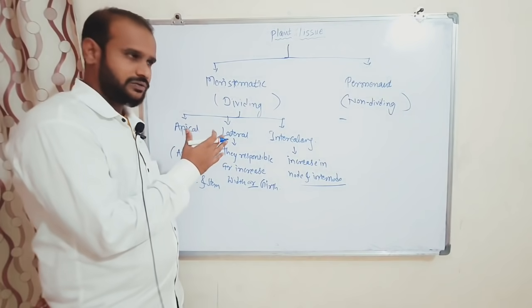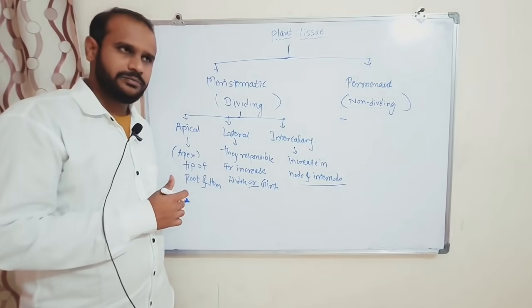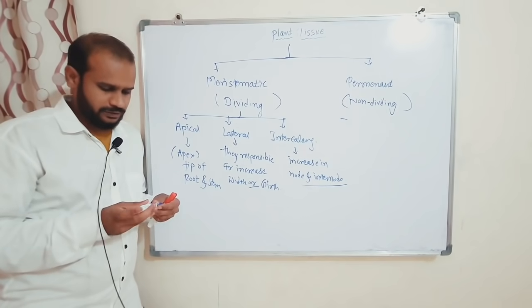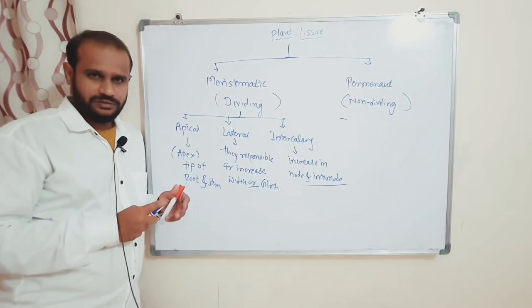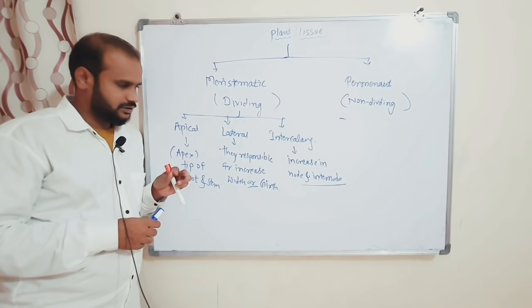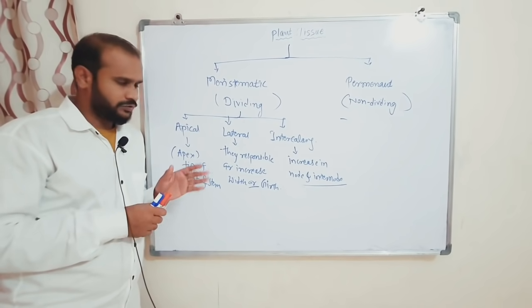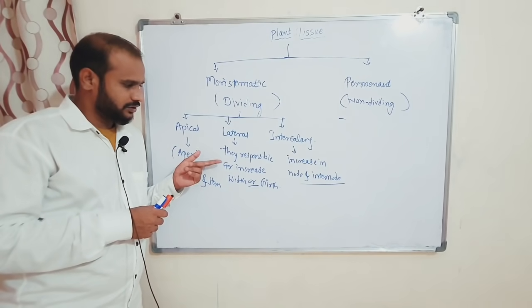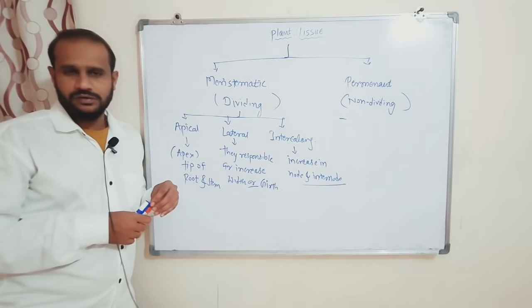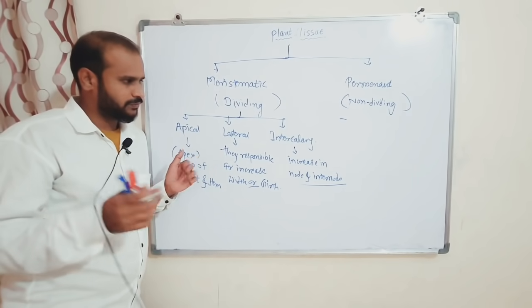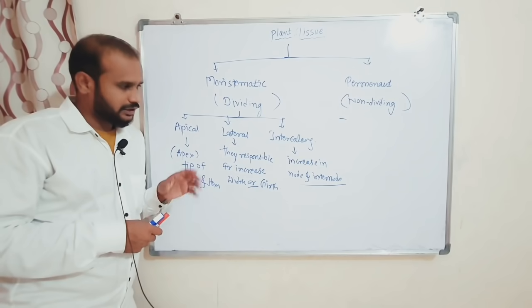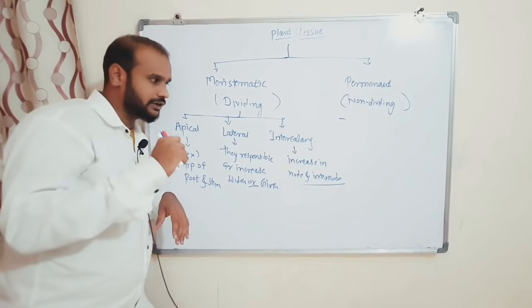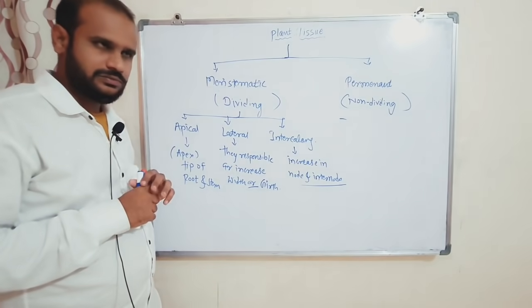So meristematic tissue is divided into three types: apical, lateral and intercalary. Apical is present at the tip of the plant, responsible for growth in length. Lateral is present along with the apical tissue and intercalary tissue, responsible for increase in the width or girth of the plant. Intercalary is responsible for increase in the length between node and internode. So these are the meristematic tissues.